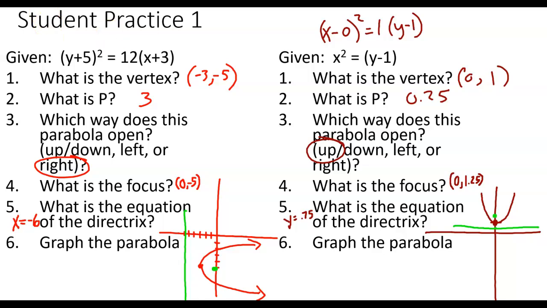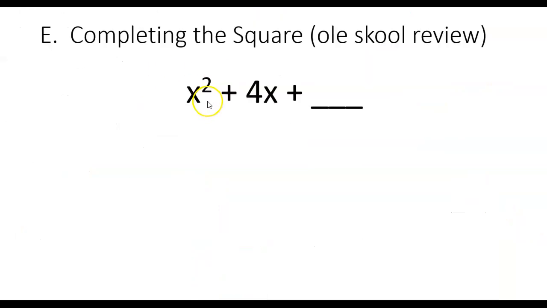I'll take a minute to describe some stuff on the second problem over here on the right. Since p is 0.25 and my vertex is here at 1 and it opens upwards, if I go up 0.25, then I'm at 1.25, and so my focus will be this. If I go down 0.25 from 1, then that puts me at 0.75 for my directrix. Okay? Notice that the directrix here is y equals, and over here it's x equals, because for vertical lines we do x, and for horizontal we do y.